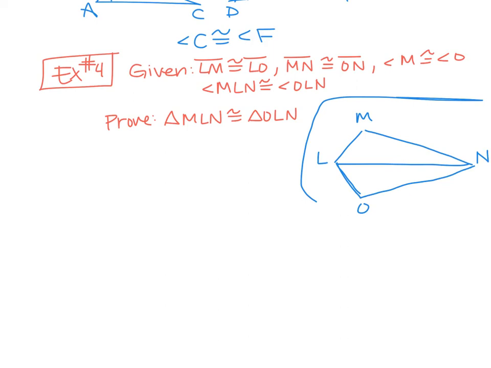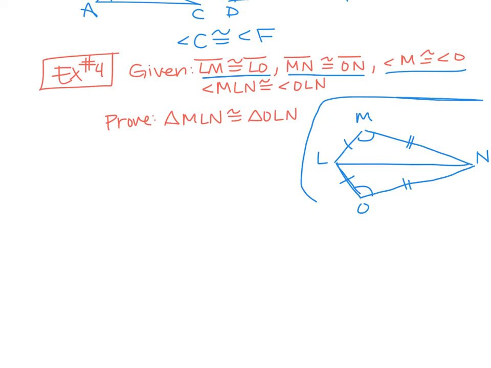The other thing is whatever is given, if it's not marked for you already, which most of the time it is, but if it's not, mark it. So for instance, they told us LM is congruent to LO, so mark that congruent, okay? They also told us MN is congruent to ON, so mark it, okay? They told us angle M is congruent to angle O, and they told us MLN. And for some reason this confuses people. We learned it in chapter 1, but we haven't done a lot with it.